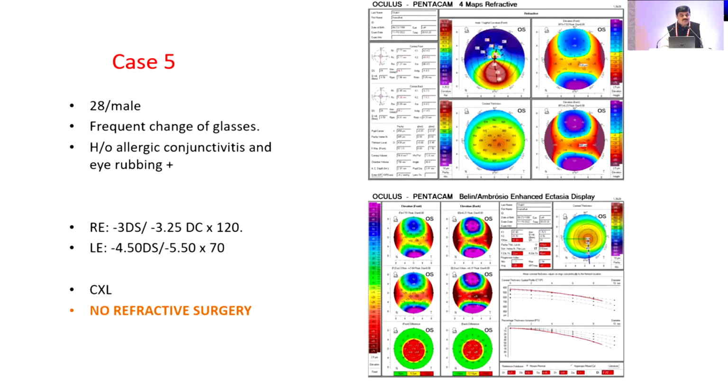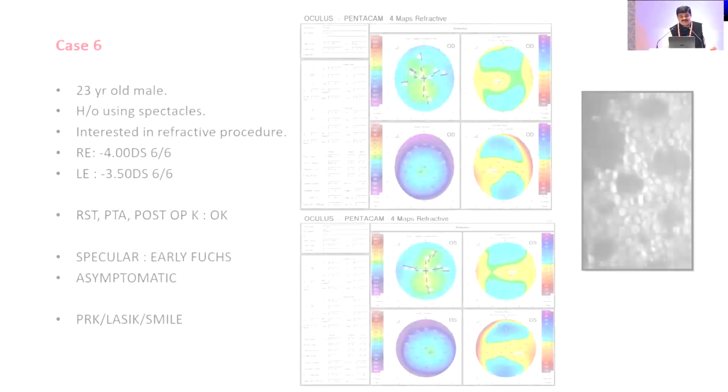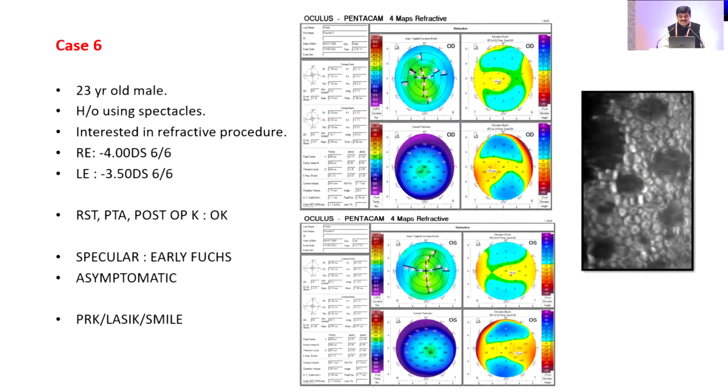Then case number 5, a 28-year-old female having allergic conjunctivitis and eye rubbing. You can see the Pentacam report is not favorable: minus 3 with minus 3.25 cylinder, left eye minus 4.5 with 5.5 cylinder. CXL you have to do, no refractive surgery for this patient. Case number 6, a 23-year-old male using spectacles, right eye minus 4, left eye 3.5, specular shows early Fuchs, but still asymptomatic, then you can still plan for PRK, LASIK, or even SMILE.